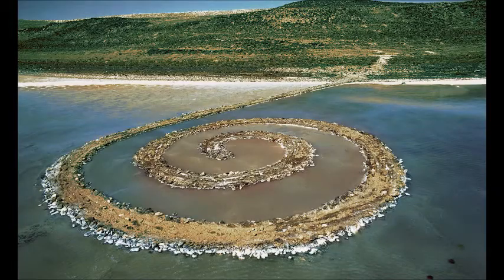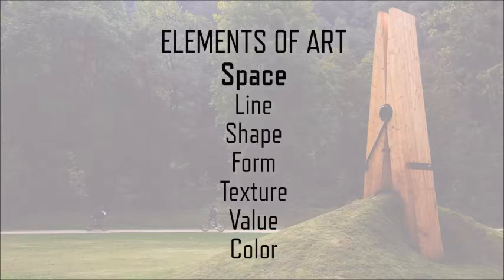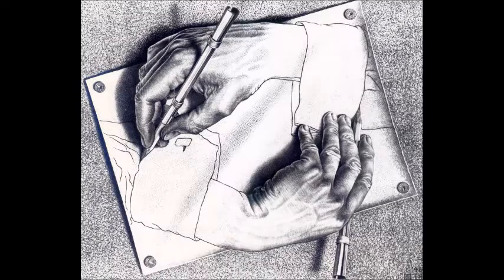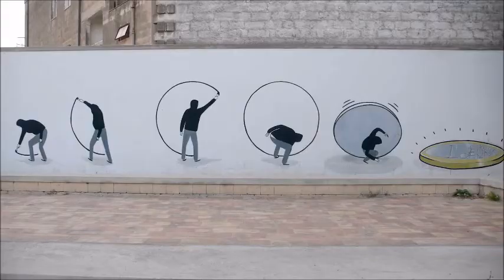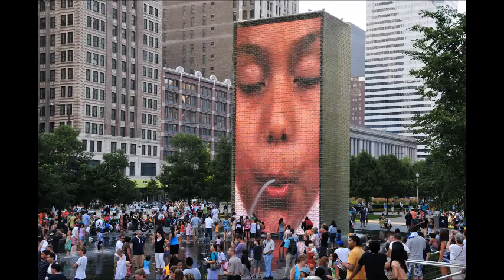Space is always part of an artwork. It is one of the 7 elements of art, along with line, shape, form, texture, value, and color. Space is the area in which an artwork is organized. It encompasses the area within a work of art and can also include the area immediately outside of and around a work of art.